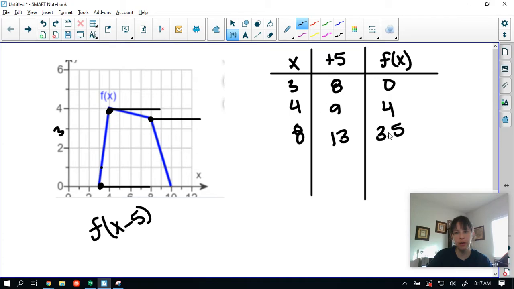So this would be my new table. Again, we're just moving the x part of each point over by 5. So this is 8, 0; 9, 4; 13, 3.5. The y values still stay the same. So that's for part A.